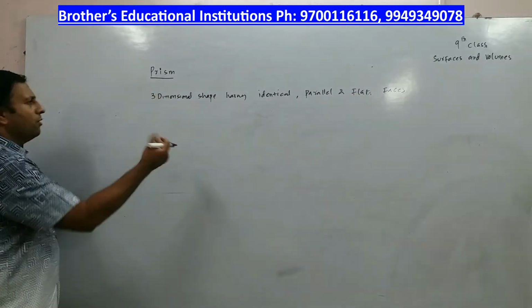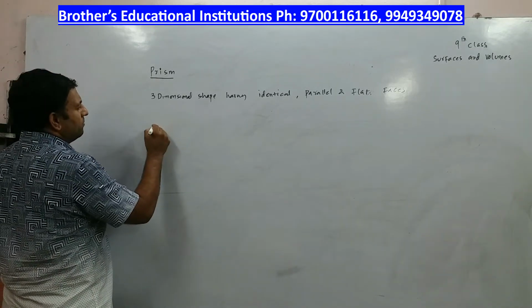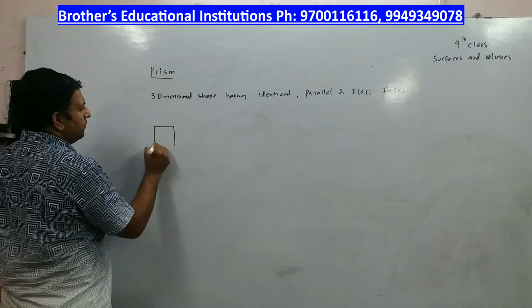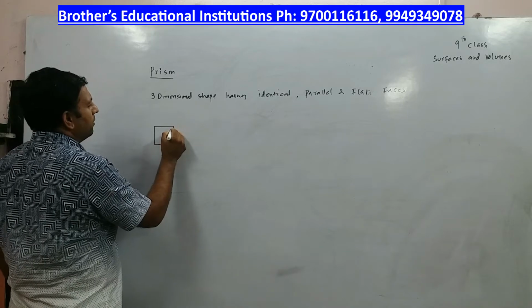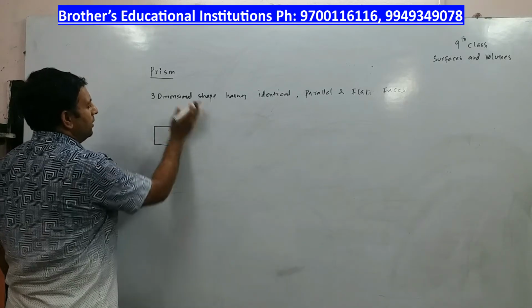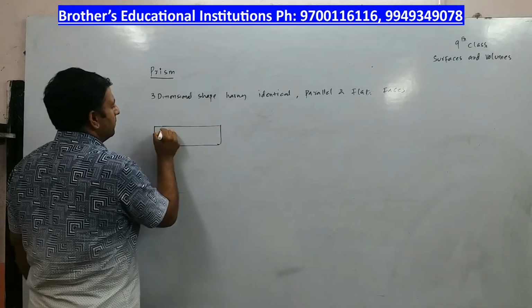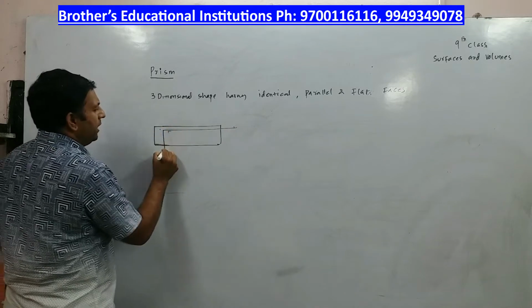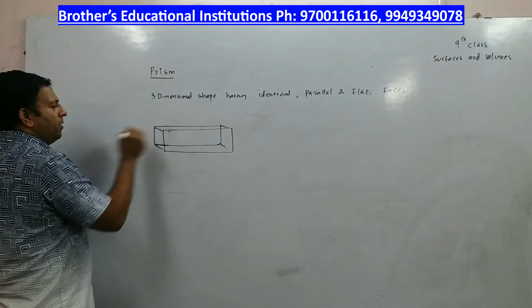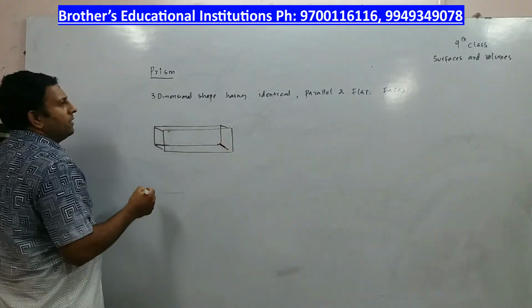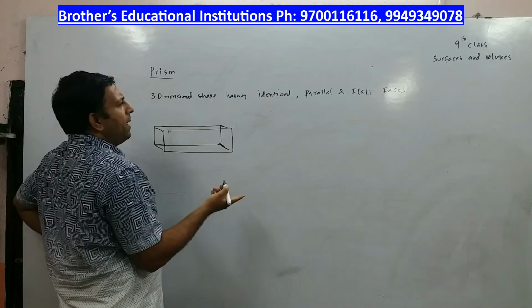It appears to be confusing. Now let me explain to you. For example, if I take this figure and let me draw it this way. Now can you see I am trying to draw a 3D object on a 2D plane. Now this is three-dimensional, right? You can see from three sides. Identical and parallel flat faces.